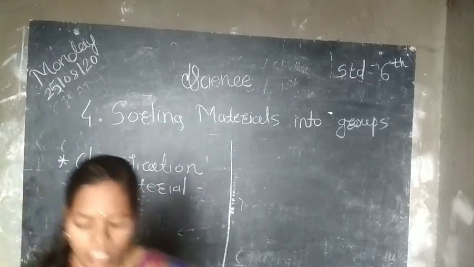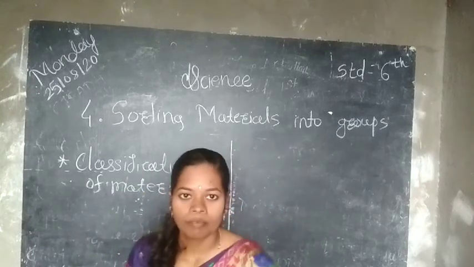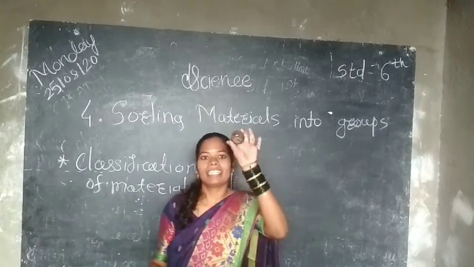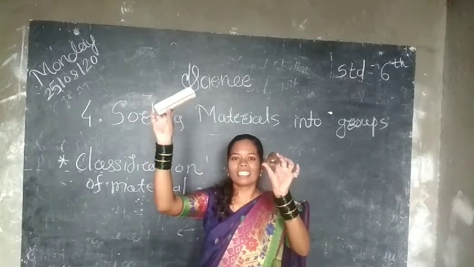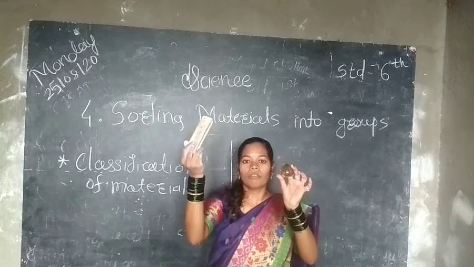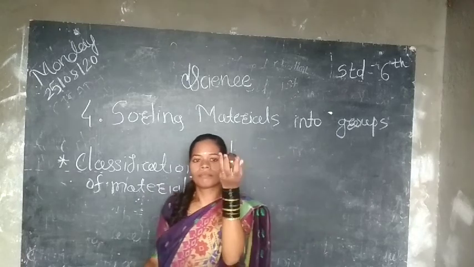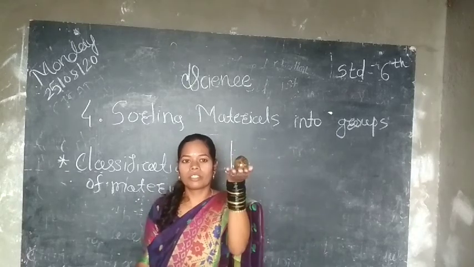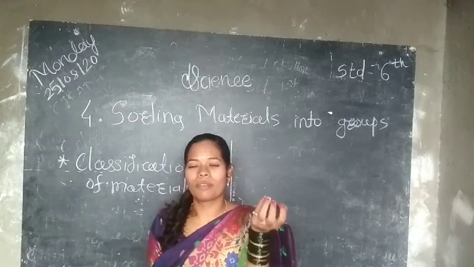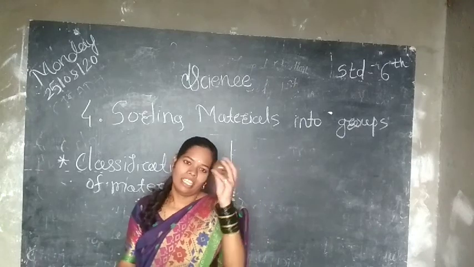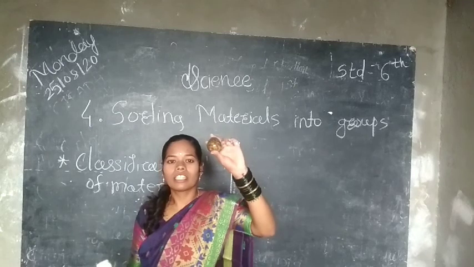Just look at me. I have two things in my hand. First, second. Just see carefully. What is this? This is the first thing, which generally we call a duster. Am I right? Second, what is this? Yes, a stone-like structure. What do we call it? A paperweight. Yes, this one and this one. Are these the same?